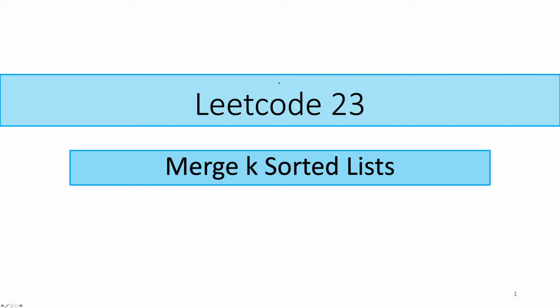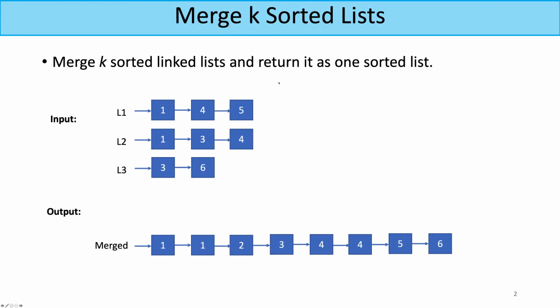In this video, we will show you how to solve Leetcode problem 23, merge K sorted lists. First, let's look at an example. Given three lists L1, L2, L3, they're all sorted. We want to merge them together into one big sorted list as shown at the bottom of this screen.